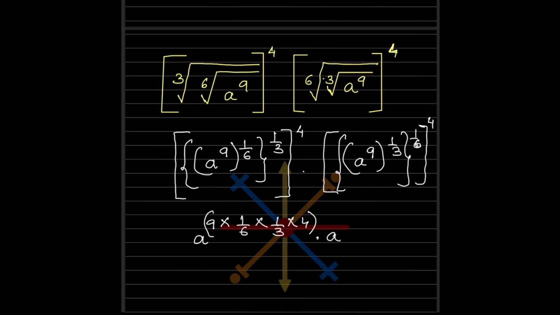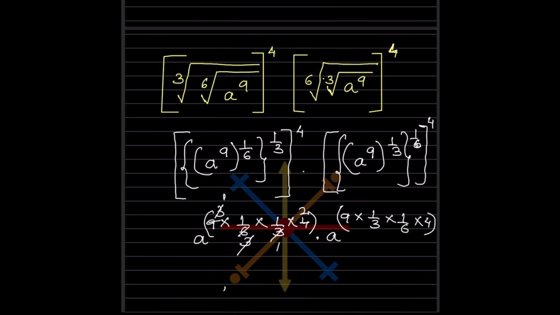So again this is going to be what? 9 into 1 by 3 into 1 by 6 into 4. So this one. So now how will you do this one? So this is going to be 3 ones are 3, 3 threes are 9. Then what we can do here? 2 twos are 4 and 2 threes are 6. Then this 3 and 3 goes off, that will be 1.